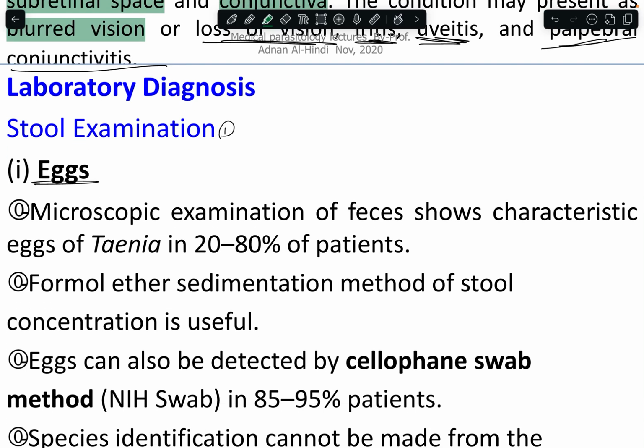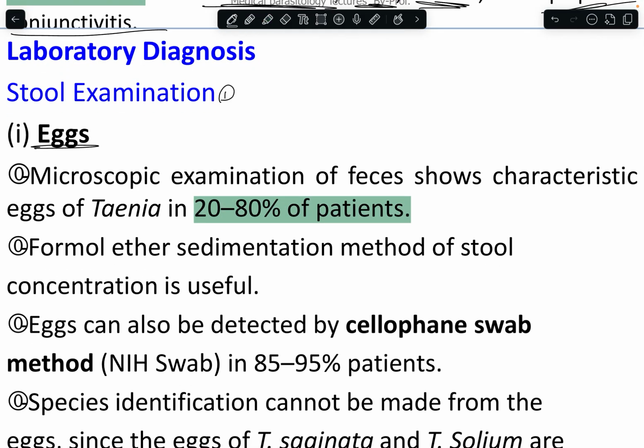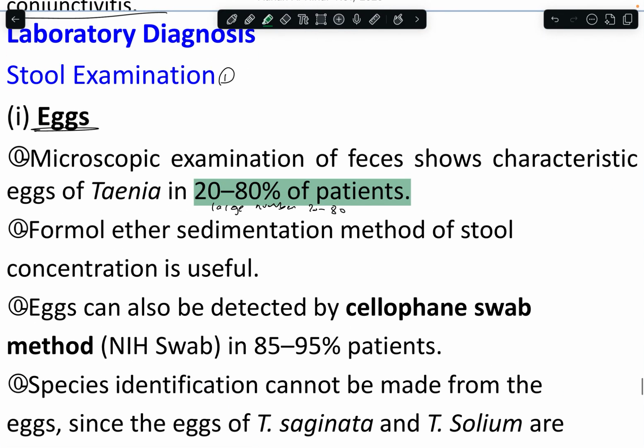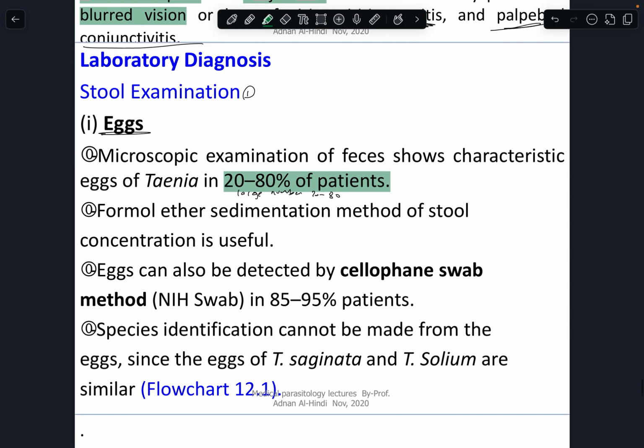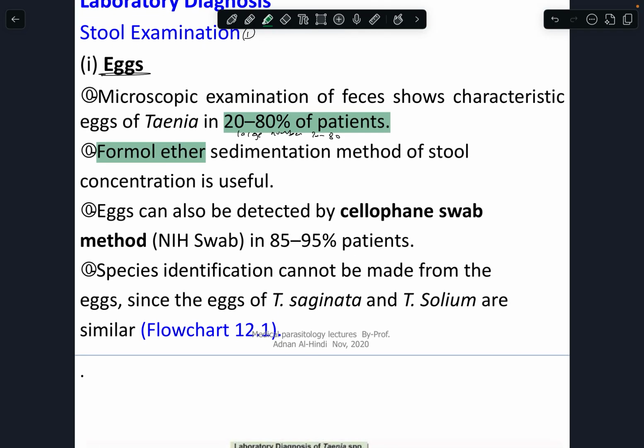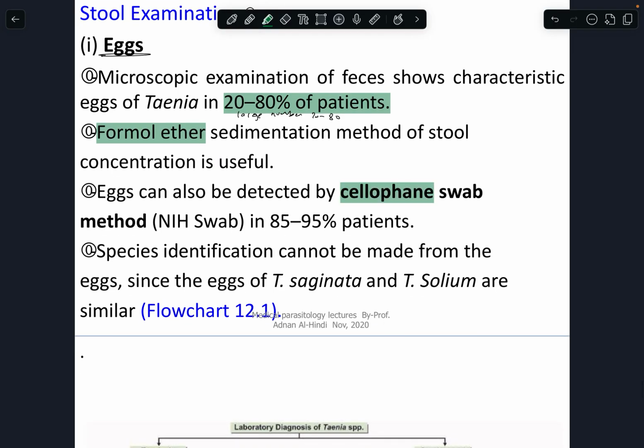So for the laboratory diagnosis, we need to do stool examination for eggs. Microscopic examination shows characteristic eggs of Taenia in 20 to 80% of patients. Formalin ether sedimentation method of stool concentration is useful. Eggs can also be detected by the cellophane swab method in 85 to 95% of patients.